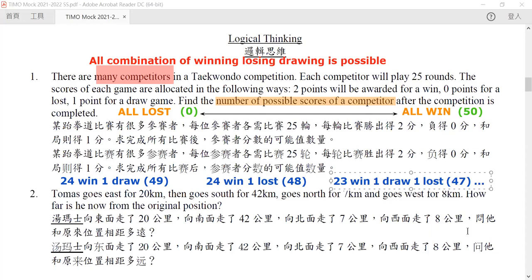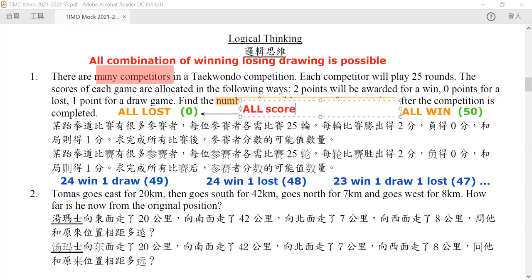So it is very easy to see that you can always change a win to a draw to have your score lowered by 1 point. And you can always change a draw to a loss to have your score lowered by 1 point. So we can do this all the way up until the point 0. So all scores within this range are possible.